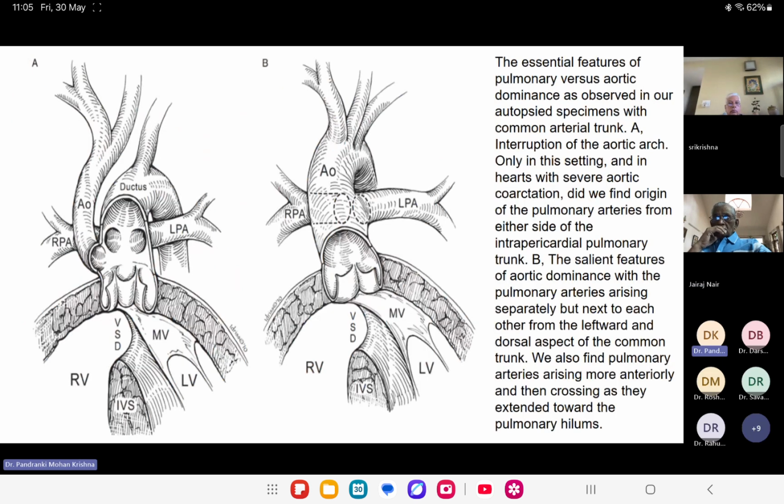These are the two diagrams which show aortic versus pulmonary dominance. In pulmonary dominance, we can see the ductus is continuing as a descending thoracic aorta with the interruption of the aortic arch. And in aortic dominance, it is continuing as this, and the branch pulmonary arteries arise from the lateral posterior surface of the aorta.